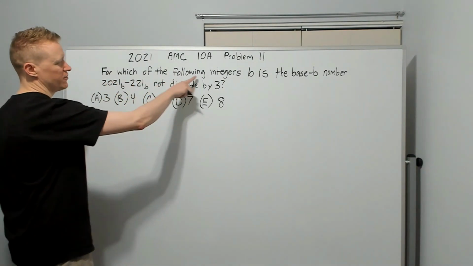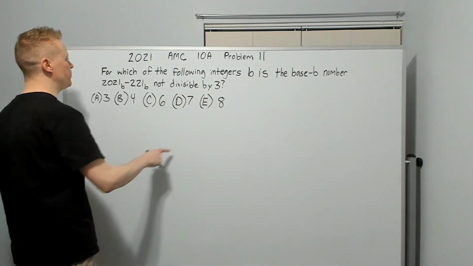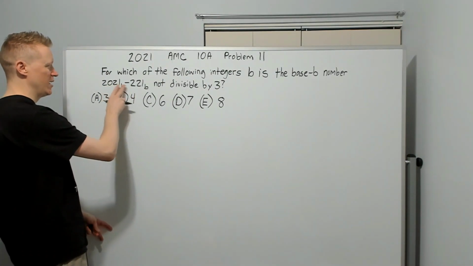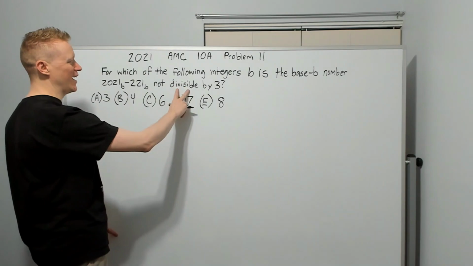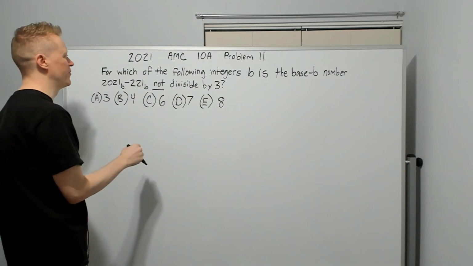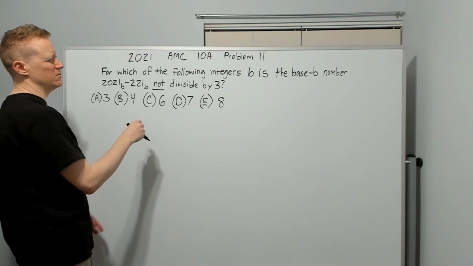For which of the following integers b is the base b number 2021 minus 221 in base b not divisible by 3? Be careful, it's not divisible by 3. So, how are we going to do this?